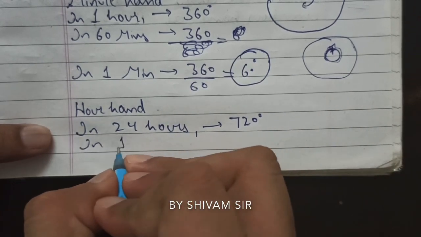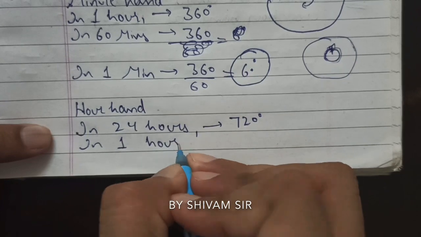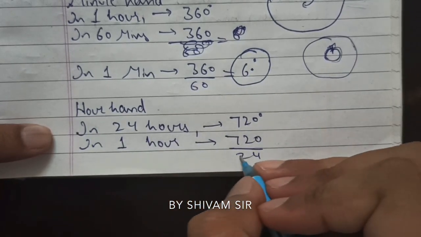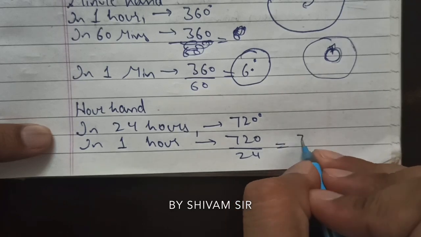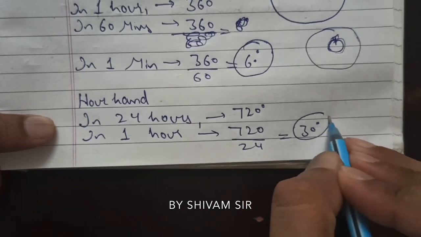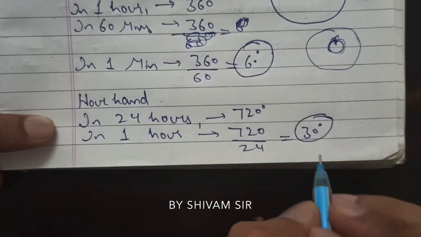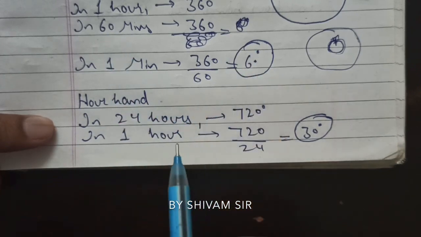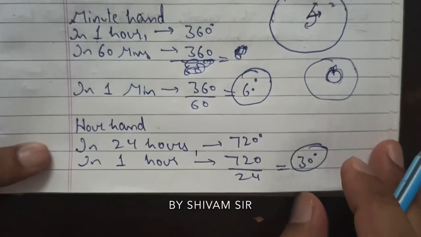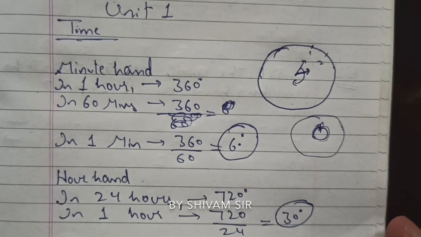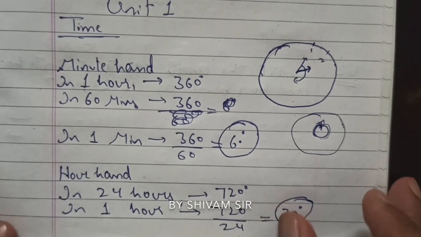So in 1 hour it will rotate 720 upon 24, which is 30 degrees. So in 1 hour, the hour hand rotates 30 degrees. In 1 minute, the minute hand rotates 6 degrees. These results we will be using. Before that, just pause the video and note it down. So let's move on to problems based on it.